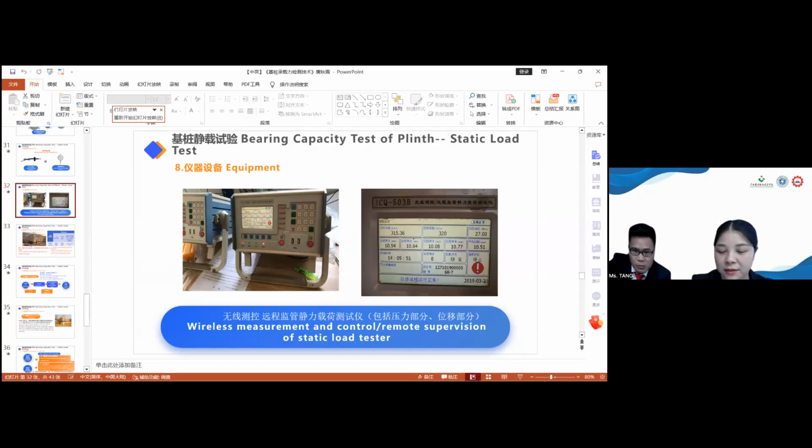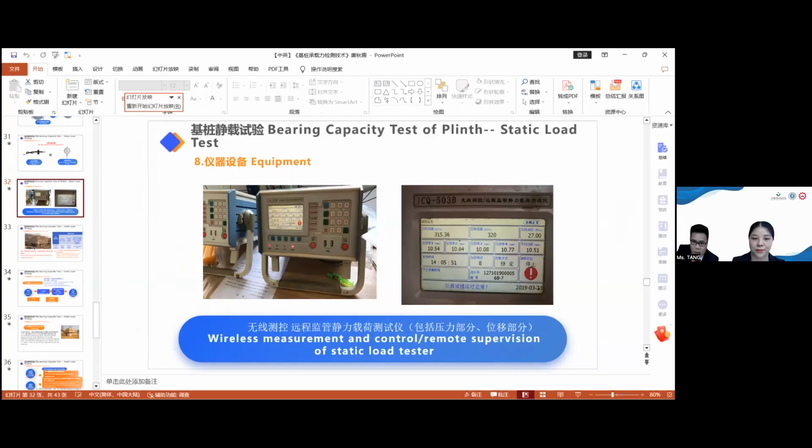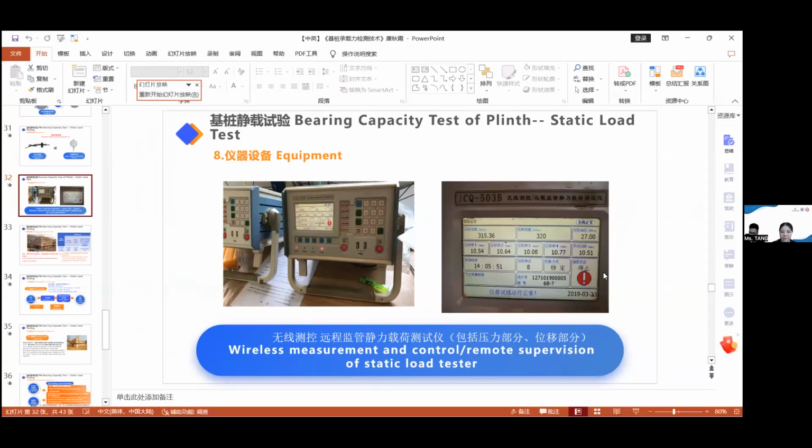Okay, this is the equipment used to obtain the data for the static load test. And as you can see, it's a wireless measurement and control or remote supervision system. You can see here the displacement and the pressure. This is the load we act on the pile.